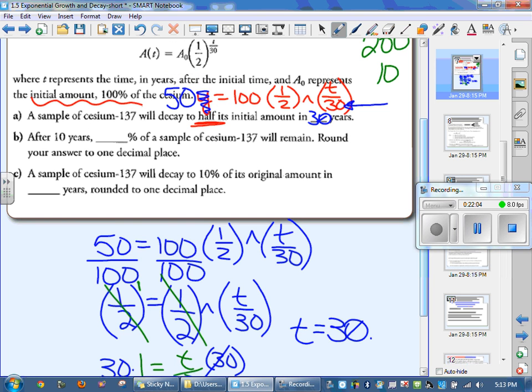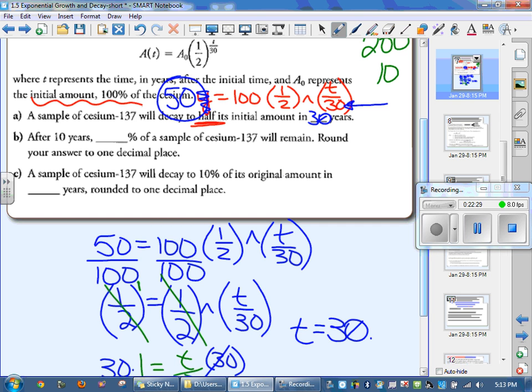So is it surprising that when we put 50 on the left, the half amount, we got an answer of 30? No, it's not surprising. Now, if I change that 50 to any other number, that 30 is going to change. It won't be 30 any longer. It just so happens that it's going to be 30 because 50% is half of 100%. And the bottom number is telling us that every 30 years, it's going to cut in half.